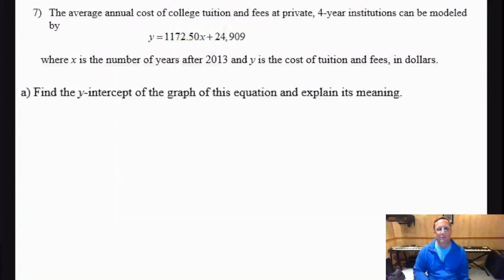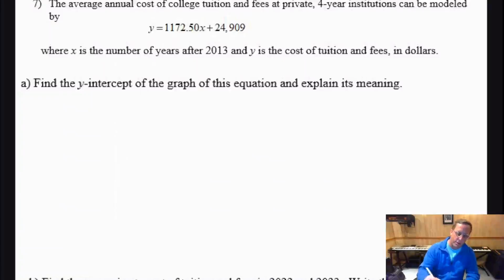All right, for number 7, the average annual cost of college tuition and fees at a private 4-year institution could be modeled by that equation, where x is years after 2013 and y is the cost of tuition and fees in dollars. So question A says find the y-intercept of the graph of this equation, meaning we want to put a 0 where? For the x. That's what we want to do.